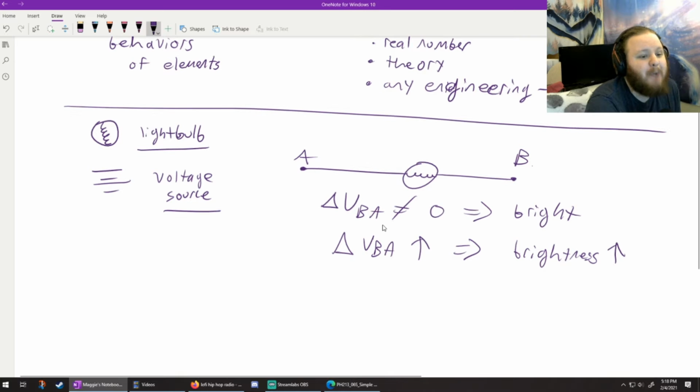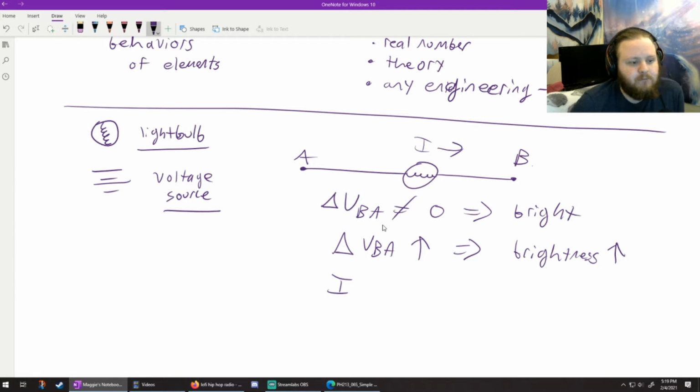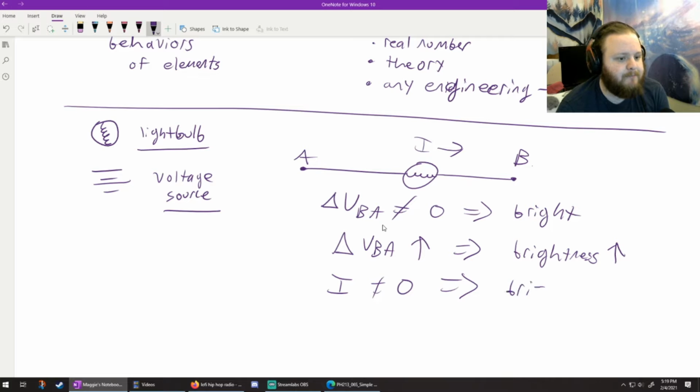There also must be some other feature going on, because what's really happening here, right, is for a potential difference, you're causing charges to become mobile in this wire. And so what is simultaneously true is that not only is there a potential difference across B and A, but there is also a current going in some direction. I don't really care about the sign of that current. I just care that it exists. And if there is a current flowing across the bulb, then that also means it is bright. And we will develop these laws a little bit more specifically in a second.